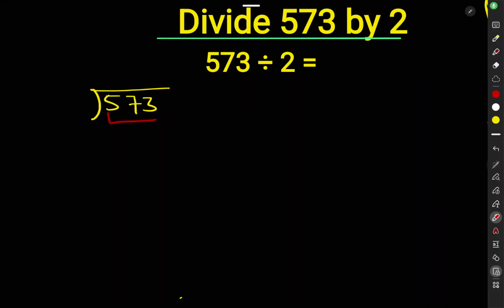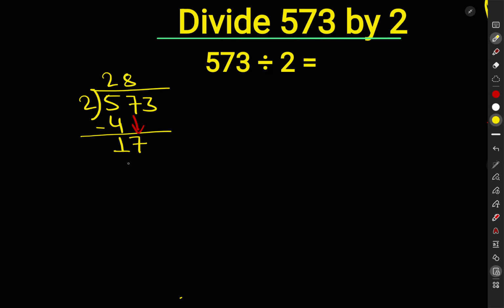Divide 573 by 2 in long division method. 2 times 2 is 4. On subtracting, we get 1. So now we put down this 7 and it is 17.